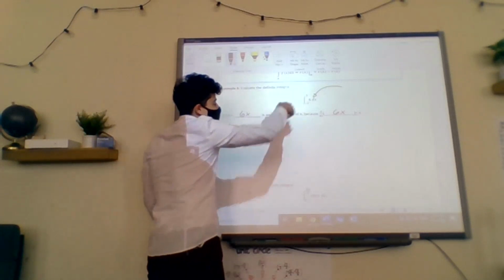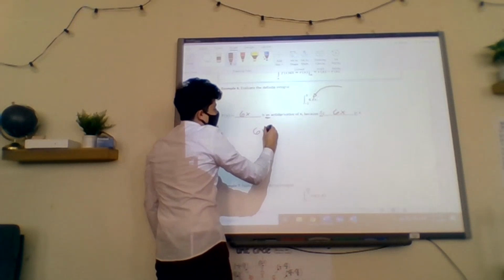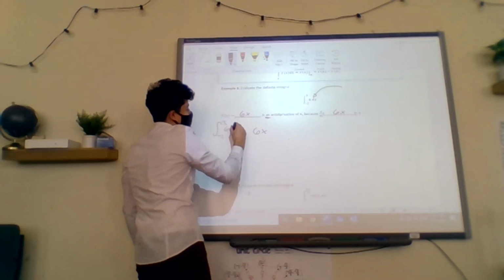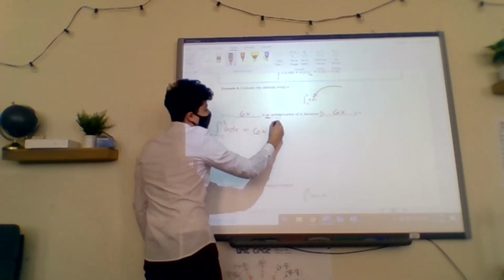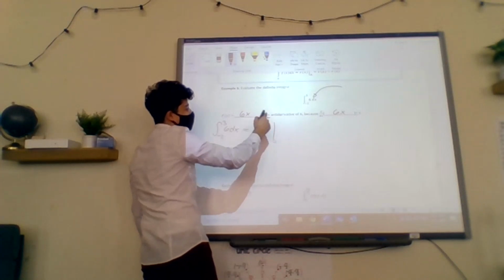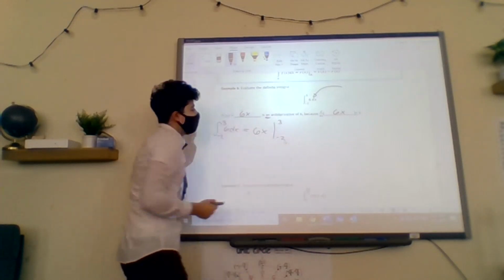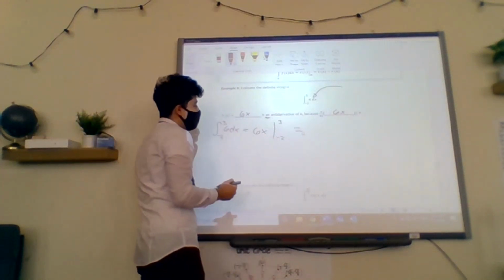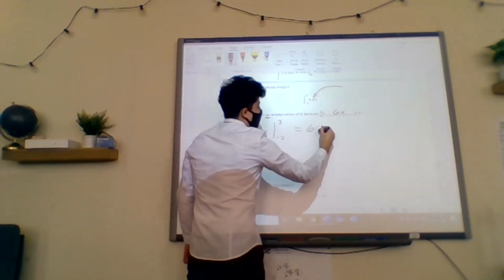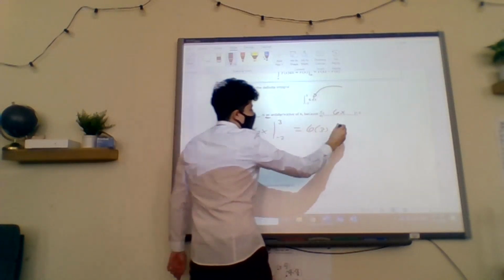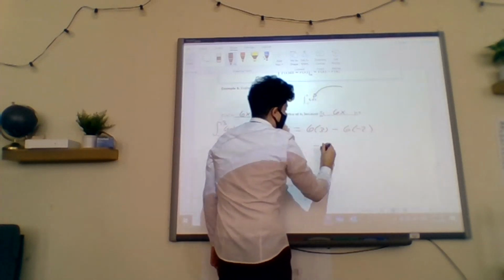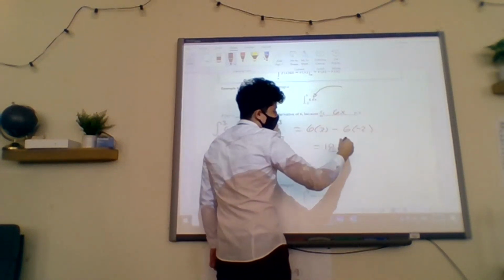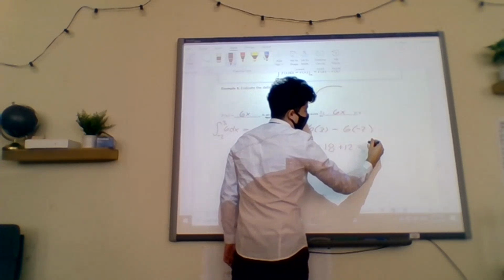All I have to do to find this integral is take 6x. Okay, let me write the whole thing. The integral from -2 to 3 of 6 with respect to x is equal to 6x evaluated at this line, which means I'm going to plug in the following numbers: evaluated at 3 and -2. That's equal to, I plug in 3, 6 times 3, minus, I plug in -2. And then whatever number that is, that's your answer. So that would be 18 minus -12, so plus 12, which is 30.